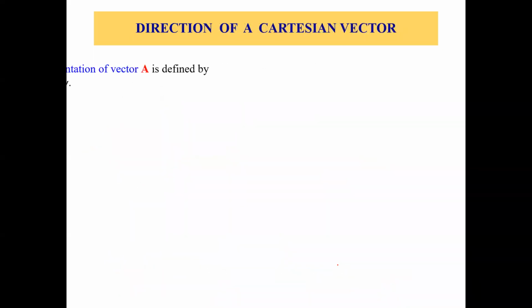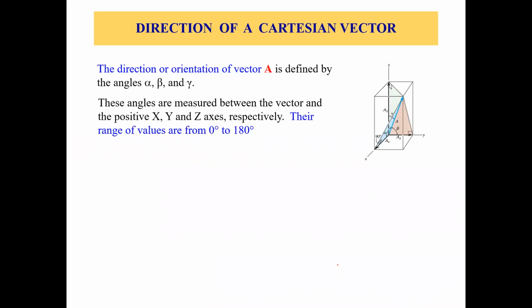All right. Let's move forward. Direction of a Cartesian vector. Let's talk about the directions. The direction or orientation of vector A is defined by angles alpha, beta, and gamma, right? These angles are measured between the vector and the positive x, y, and z axes, right? Their range of values is from 0 to 180 degrees.